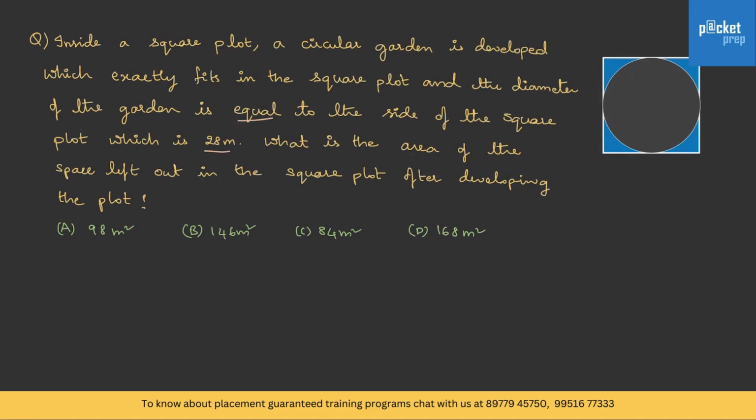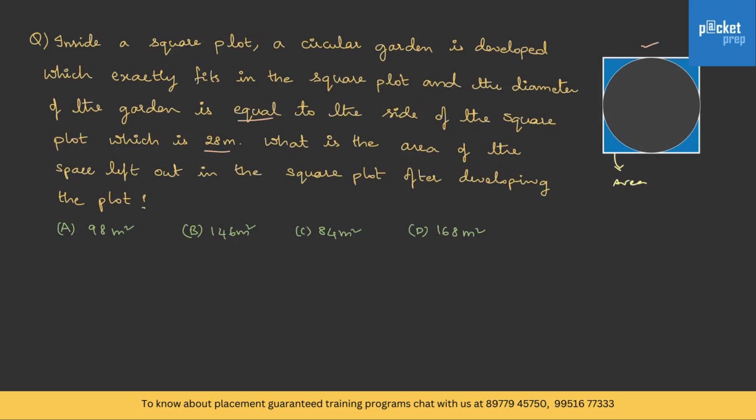What is the area of the space left out in the square plot after developing the plot? What the question says is, there is a circular garden and the plot is square. So when we develop the garden, obviously some part will be left, and that is represented in the diagram with a shaded space. So this blue shaded region we are supposed to calculate.